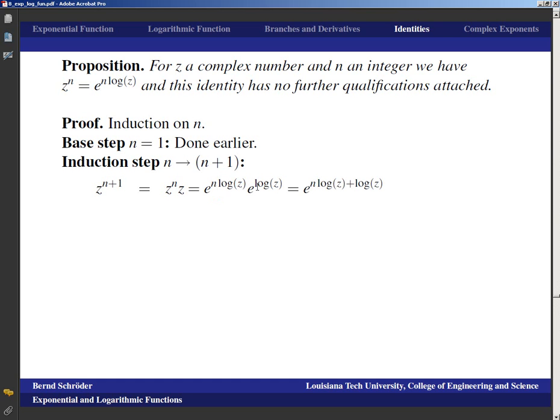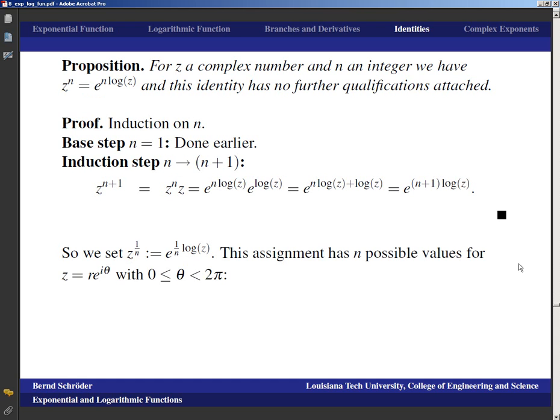We know that this works for the addition for the exponential function, so this is e to the n log z plus z, which is e to the n plus 1 log z, which is exactly what we wanted it to be, so that ends that proof here. And so that means if the nth power is gotten by multiplying by n, then z to the 1 over n is e to the 1 over n times log z. That ought to be a root, because if I raise this thing to the nth power, I just get e to the log z, which is equal to z.